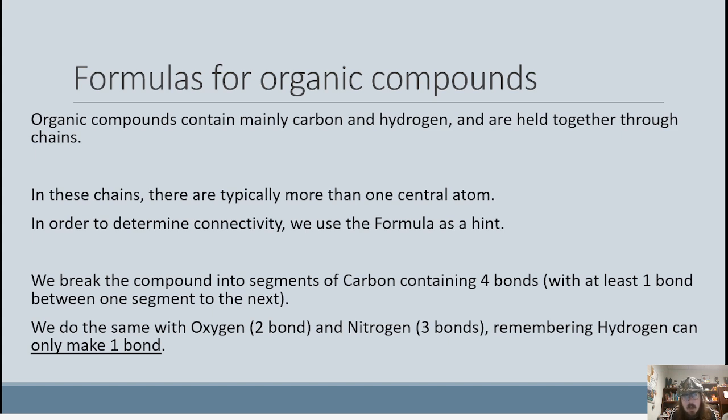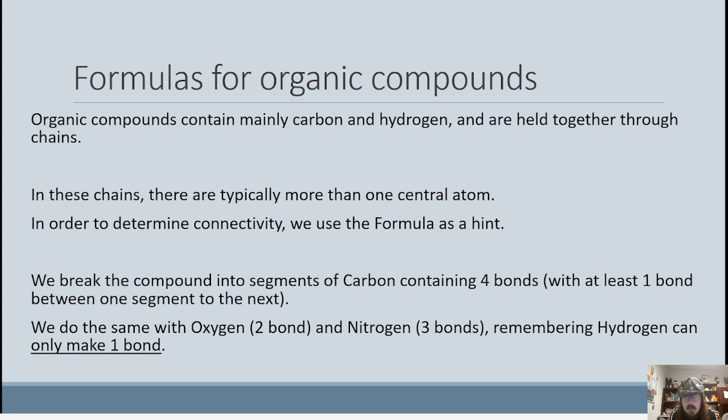But in these guys, there may be more than one central atom. And so the way to figure out the possible Lewis structures is to use the formula as a hint. If I just gave you the formula for acetic acid, HC2H3O2, or even just C2H4O2, you could draw it several possible ways and not know which one is right, which one I'm asking for.